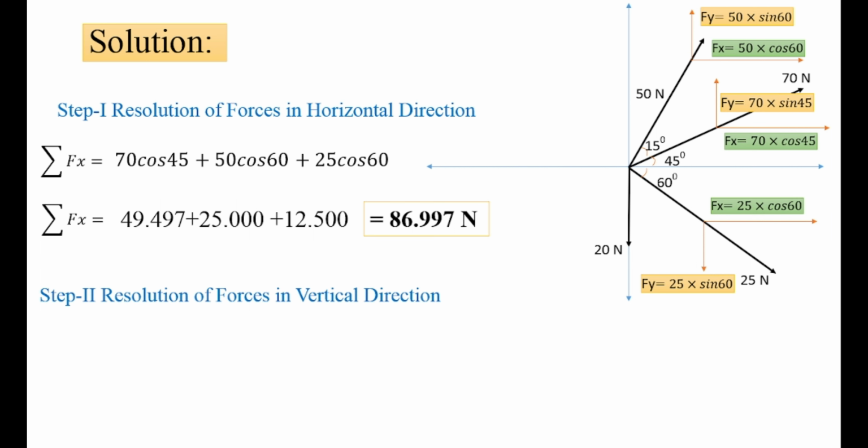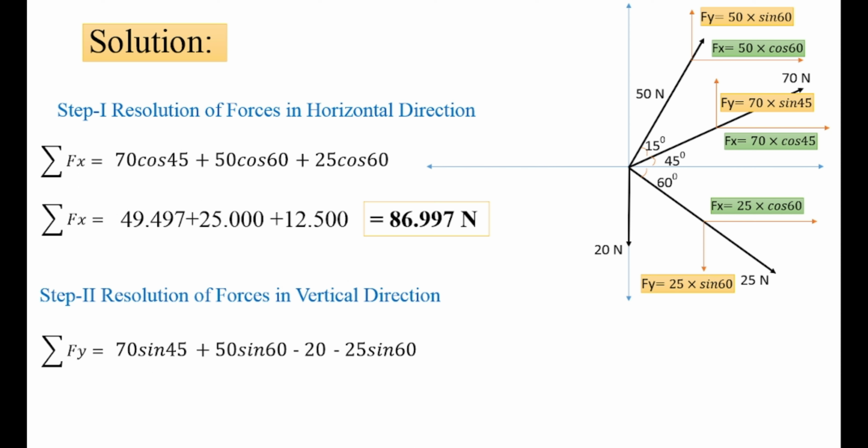Now we'll find out the resolution of the vertical components. Now we will find summation of Fy. All the yellow colored marks here are the vertical components. So start with the right side. Fy is equal to 70 sin 45. The next component is 50 sin 60. The next component is 20, but it is pointed in the downward direction, that's why it is minus. And the next component is 25 sin 60. Again it points toward the down direction, that's why it is minus.